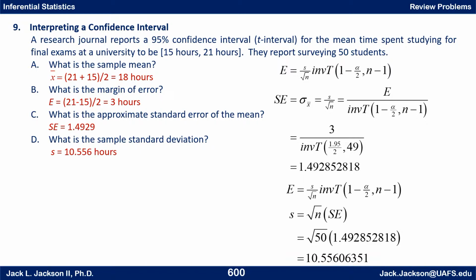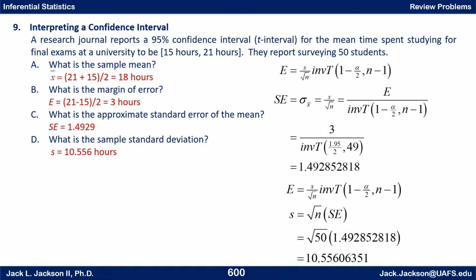The margin of error. Well, the length of the interval is twice the margin of error. So if we take the length of the interval, which we can find by subtracting, and divide by 2, we get the margin of error. So 21 minus 15 divided by 2 is 3 hours. That's the margin of error. And again, x bar plus 3 is the top one, 21, and x bar minus 3 is the bottom one, 15. What's the approximate standard error of the mean?